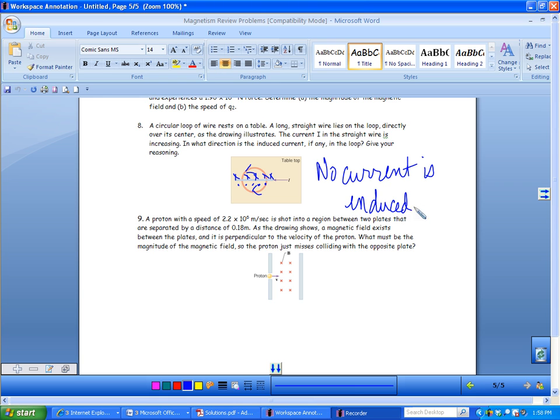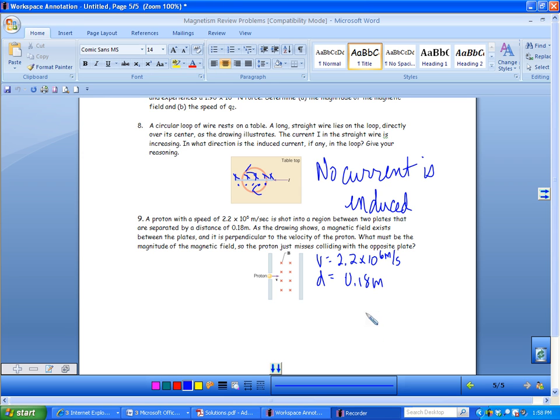All right, let's finish out the last one, number 9. A proton, so we know that it's positive, has a speed of 2.2 times 10 to the 6th meters per second. It's going to go into a region between two plates that are separated by a distance of 0.18 meters, so I call that my D, 0.18 meters.